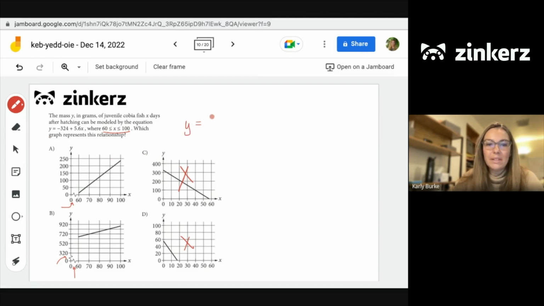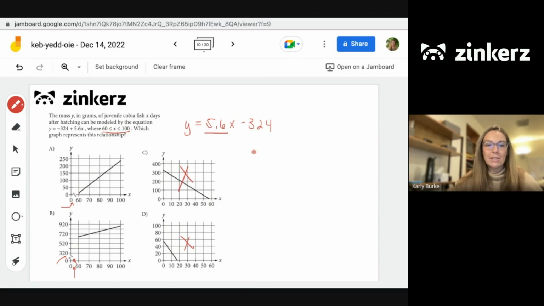Remember, it's Y equals MX plus B. I'm just going to rewrite it. 324. Now, this problem here, they both have a positive slope. They're both going up, so I can't really use that to help me. And minus 324, it's really tempting to say A because it looks like it goes down. But remember, they chopped off this whole piece of the graph, so you need to do a little bit more digging to figure out what the right answer is.